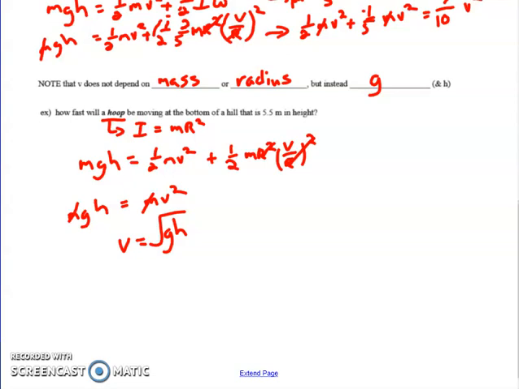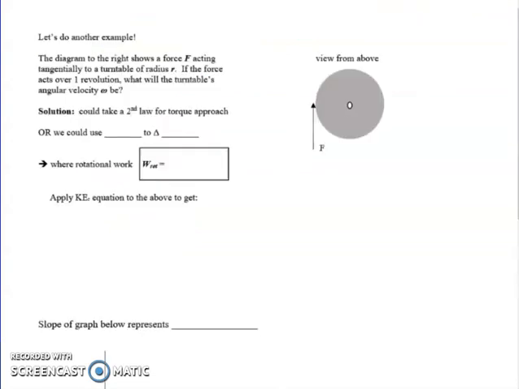And there's one last thing we want to look at. Here's another example. I've got some turntable here looking from above now. It's going around and around because there's some force acting along its outer edge. We can ask, if the force acts over one revolution, so as it spins the force keeps acting, what will be the angular velocity? Well, we're given one revolution, which we want to recognize is theta. We're given an r, we're given an F, and we want an omega.